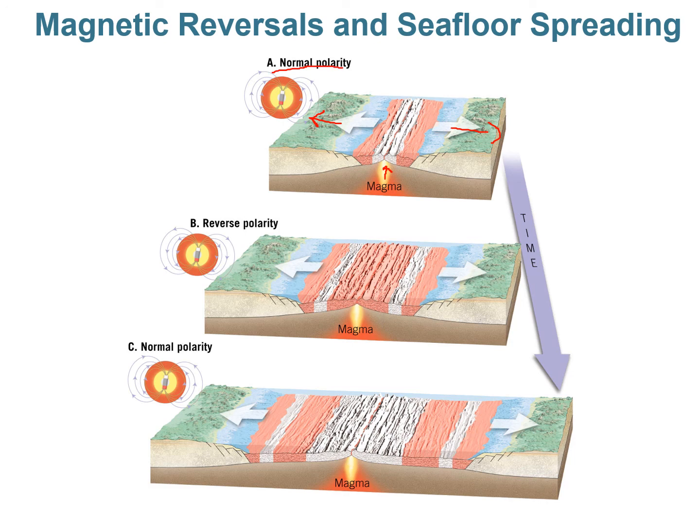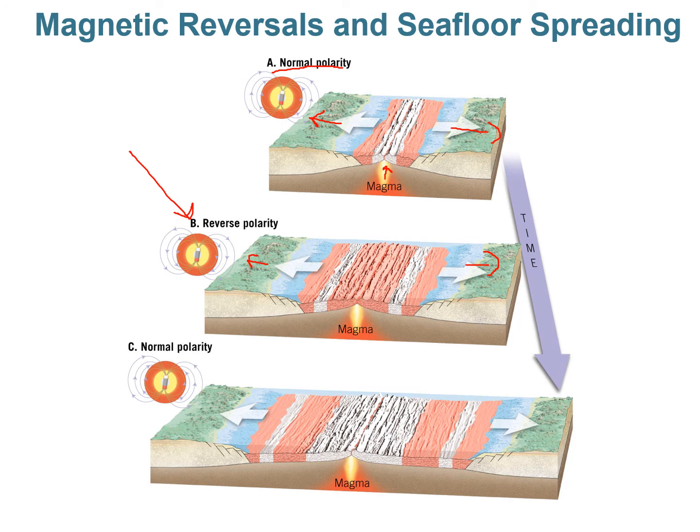Okay, but plate creation continues, right? You keep going, but at some random time, there's a polarity switch, right? So the magnetic fields change, and now all the new ocean crust that's being generated is going to reflect that change in polarity. And so all of these new rocks that are being created, all those magnetite minerals are going to be pointing towards the other pole.